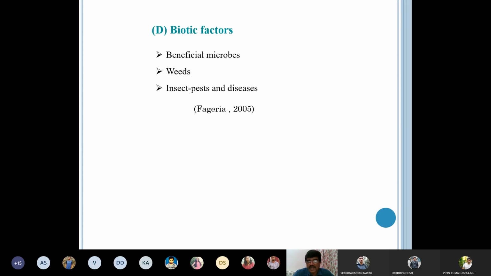Now, biotic factors also affect the nutrient use efficiency. For example, beneficial microbes. If you have a larger population of beneficial microbes, they will definitely increase the nutrient use efficiency by decomposing or making the nutrients available. Weeds, insect pests and disease will decrease your biomass. Biomass means the numerator. So once the yields are low, biomass is low, your nutrient use efficiency will be low due to weeds or disease.